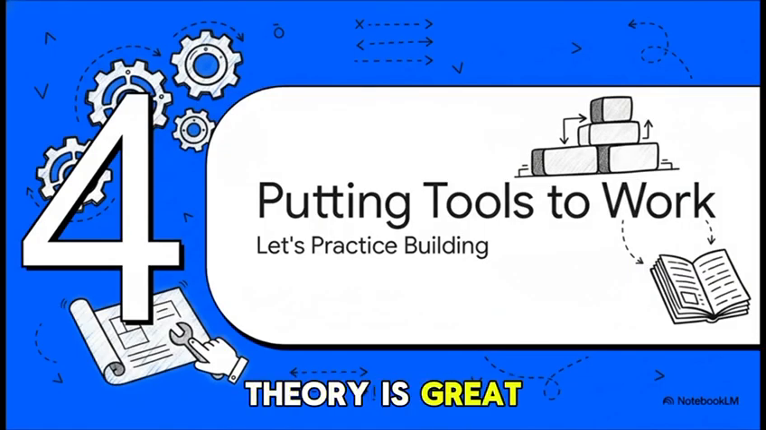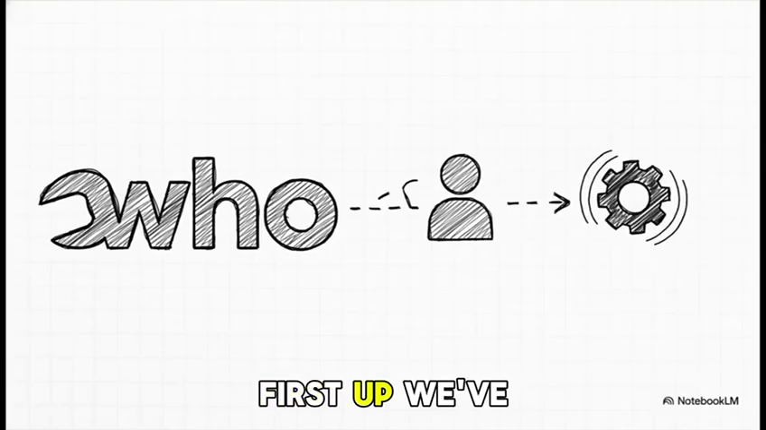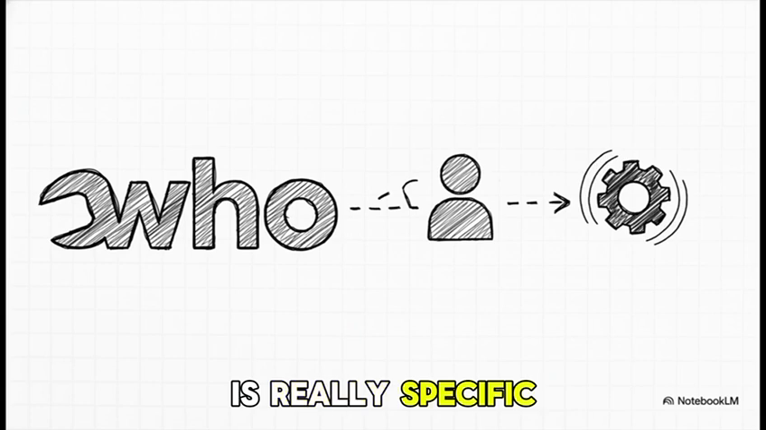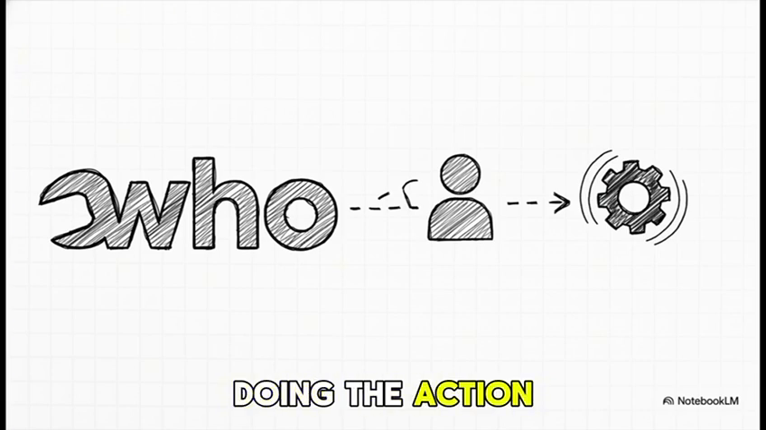All right, the theory is great and all, but practice is where the real learning happens. Let's see how this works in real time. It's time to put these shiny new tools to work. First up, we've got our first tool, the word who. The rule here is really specific and simple. You use who to add more information about a person, specifically when that person is the one doing the action.